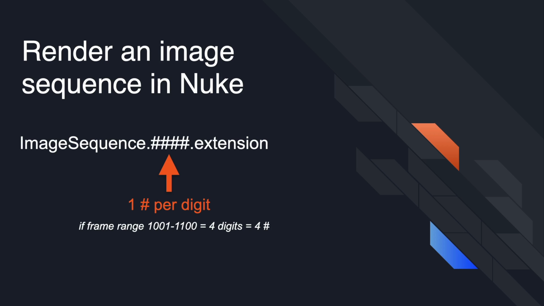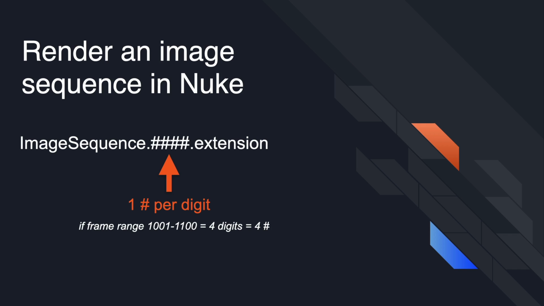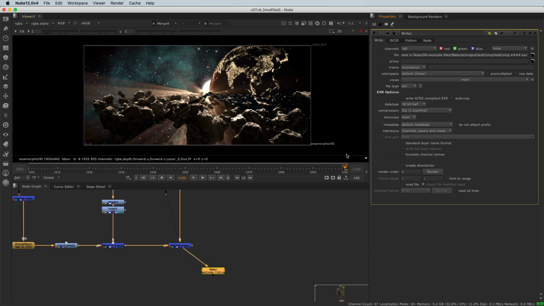So here we have 4 digits because we are at the frame 1001 till 1100. So this is 4 digits. So I will write down 4 pounds. And then I will specify the file extension. So in my case, EXR. So one more time, it's file name dot pound signs dot extension. And I will click on save.